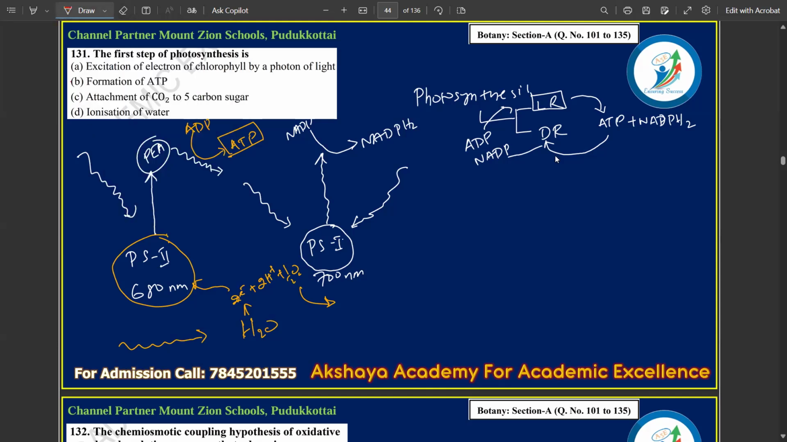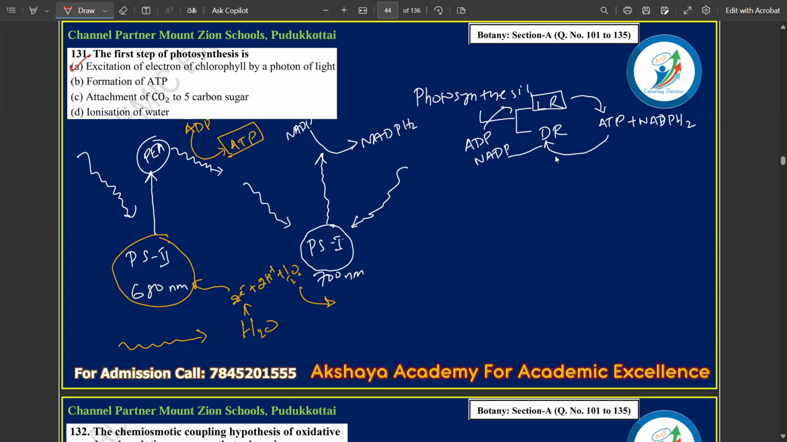Excitation of electron of chlorophyll by a photon of light, it's true. Formation of ATP: ATP can be formed only when the electrons get excited and move from a higher energy level to a lower energy level, and while moving, the energy is used to synthesize ATP. So it will be next after the excitation of the electron. Then attachment of carbon dioxide to 5-carbon sugar. They are mentioning the dark reaction, and the dark reaction can only happen after the light reaction is completed.